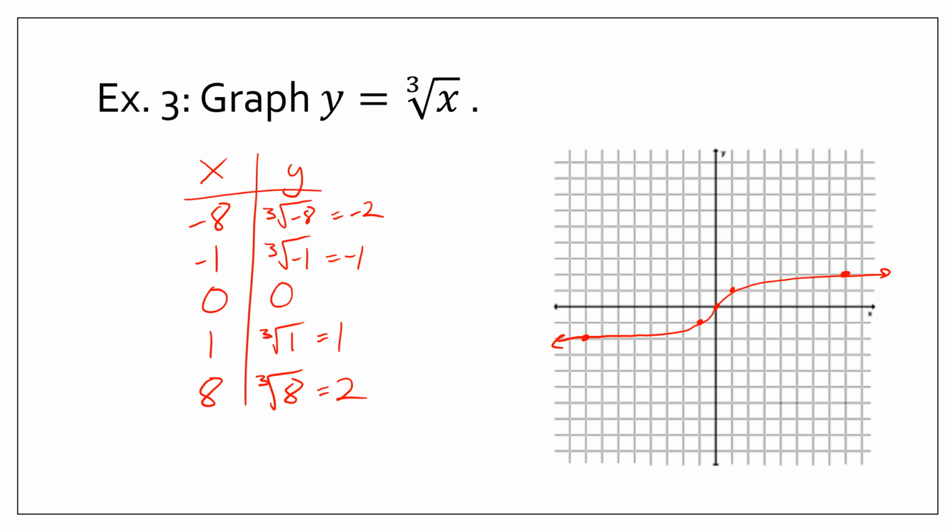Since I can plug in any x that I want, and since I can plug in any y that I want, look, I'm going right as far as I want, I'm going left as far as I want. This actually is going to go down forever and up forever.